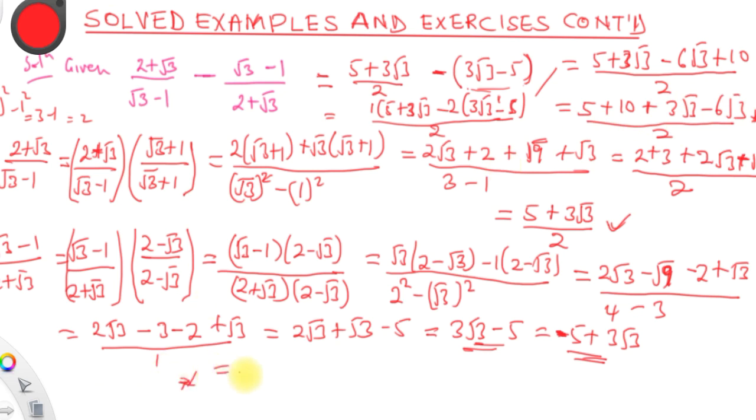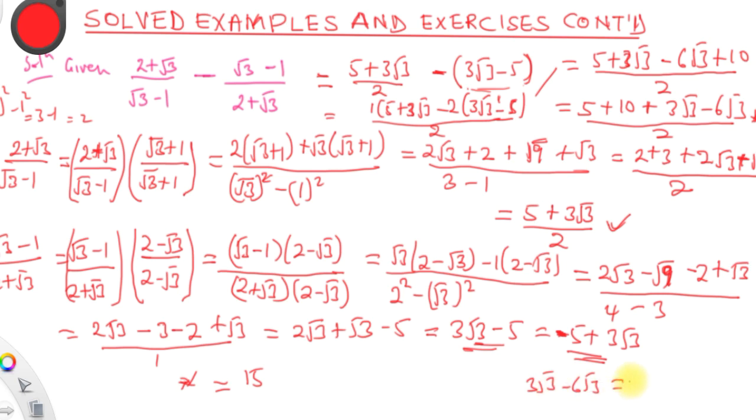So this is equal to 5 plus 10, which is 15. And then 3 root 3 minus 6 root 3, what will be the answer? The answer will be negative 3 root 3. I hope you understand, guys. This is the same as 3s minus 6s.